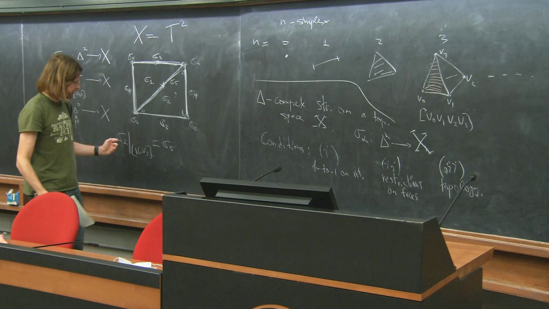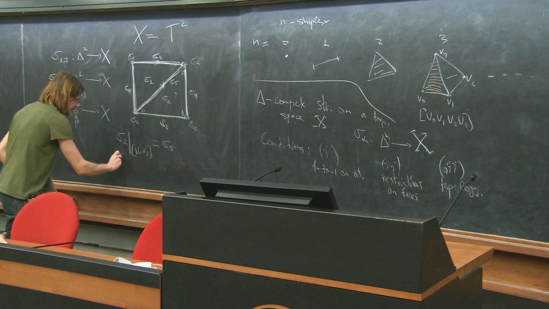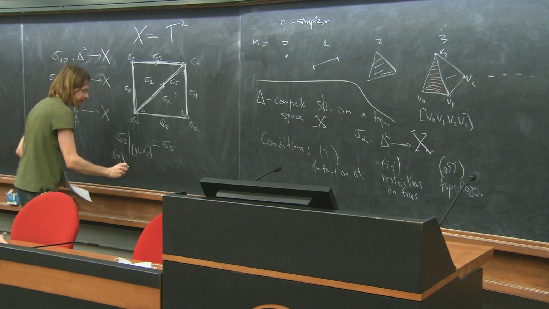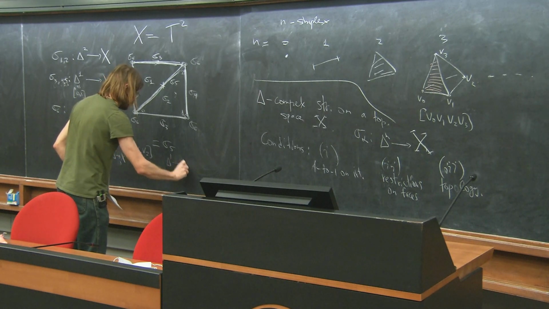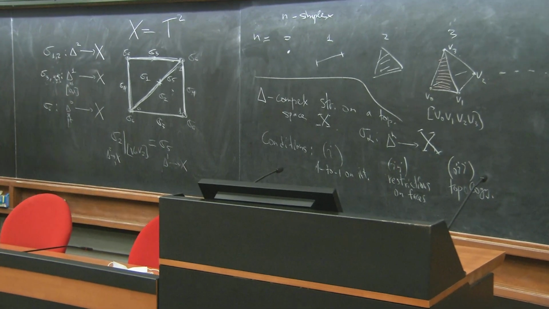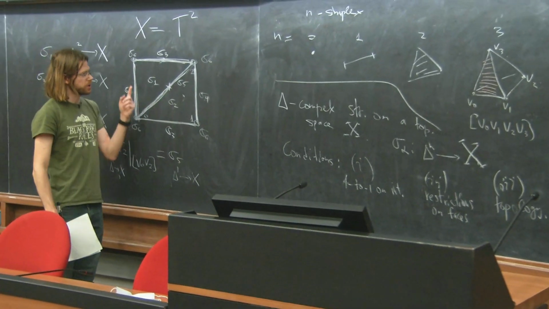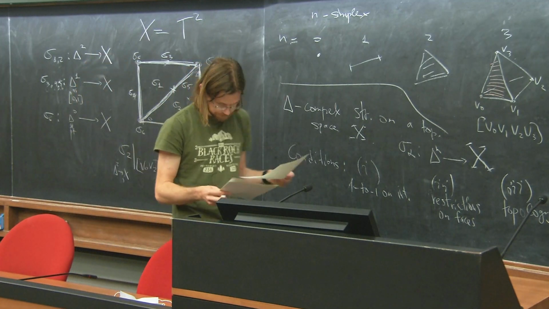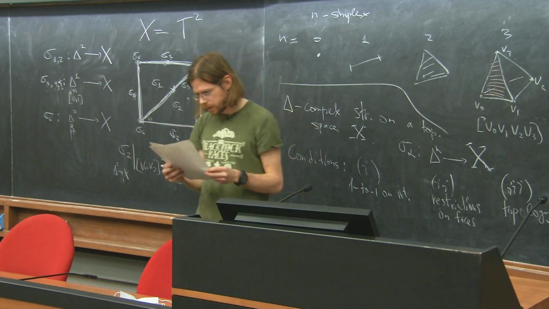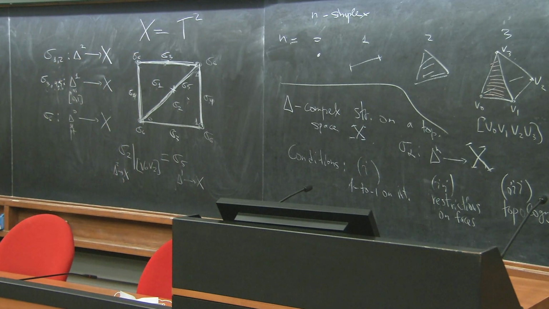And these are considered as maps. So sigma 2 is considered as a map from delta 2 to X, and sigma 5 is a map from delta 1. And here in this picture, I just show the images. Okay, so I hope this example is clear.